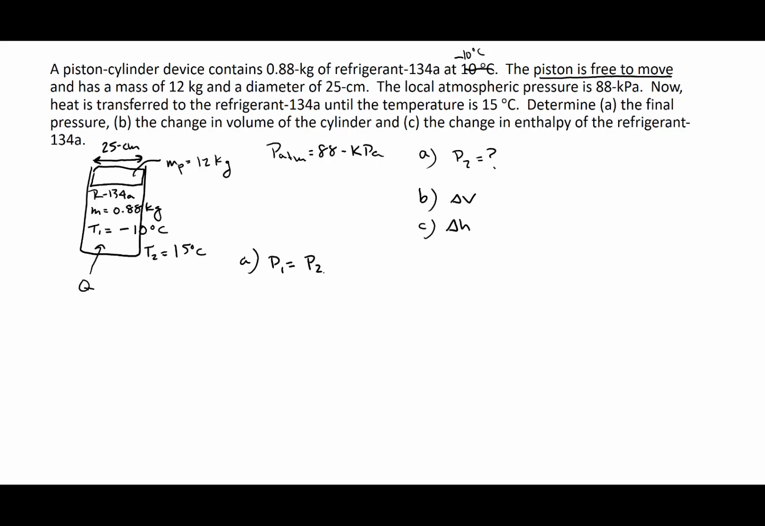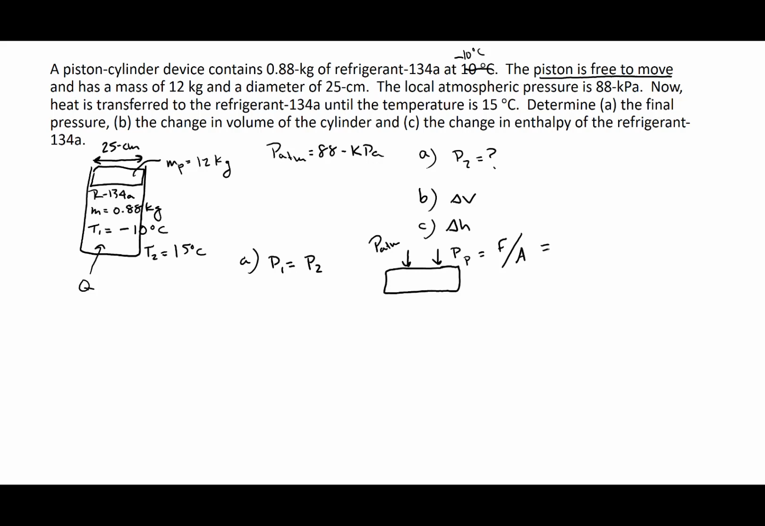So the pressure at state 2 is equal to the pressure at state 1, or the initial state. So what we need to do is calculate what the pressure is, basically at the start. So we can do that with a force balance on the piston. So here's our piston, and we have the atmospheric pressure, and we also have the pressure from the piston, and the pressure from the piston is equal to the force over the area.